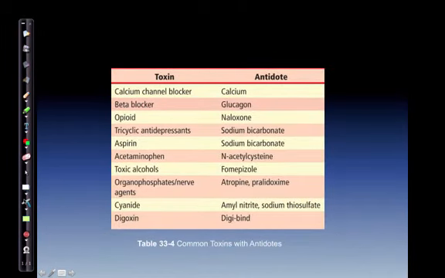These are toxins and common antidotes. Calcium channel blocker, if that's the toxin, then calcium is the antidote. Beta blocker would be glucagon, and that's because we want to incite gluconeogenesis. Opioid, naloxone. Tricyclic antidepressants, sodium bicarbonate. Aspirin, sodium bicarbonate. Acetaminophen or Tylenol, N-acetylcysteine, which is like Mucomyst. Toxic alcohols, fomepizole. Organophosphates and nerve agents, atropine and pralidoxime. Cyanide, amyl nitrite and sodium thiosulfate. Digoxin would be DigiFab.